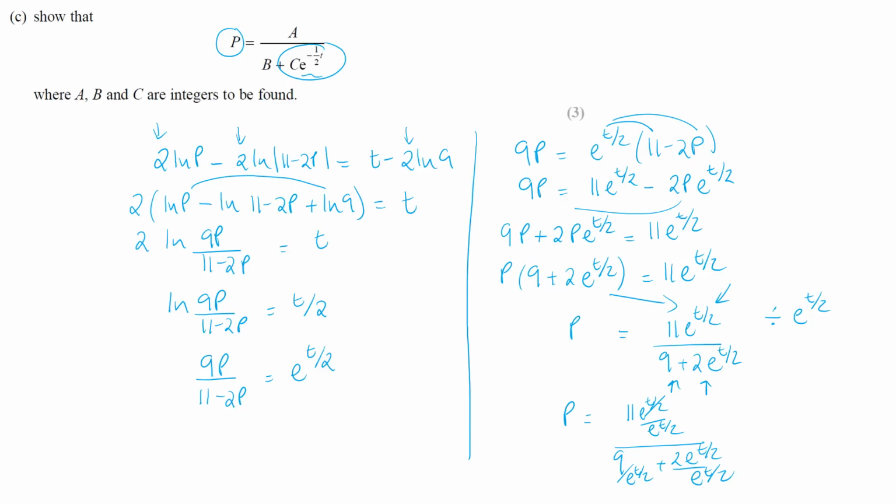You can see that these are going to cancel here, and because the e to the t over 2 is on the bottom, then we can put this on the top as a minus. So p will equal 11 over 9 e to the minus t over 2 plus 2. So we found that our a is equal to 11, our b is the constant, which is here the 2, and c is equal to 9.